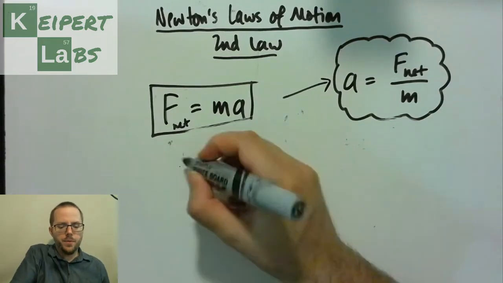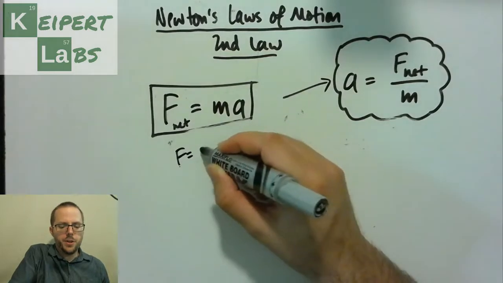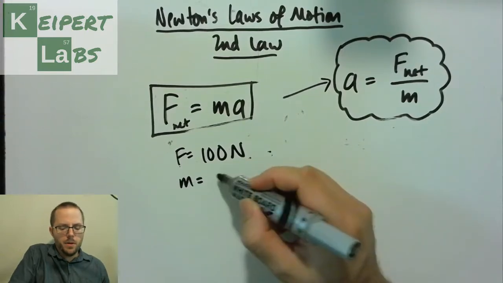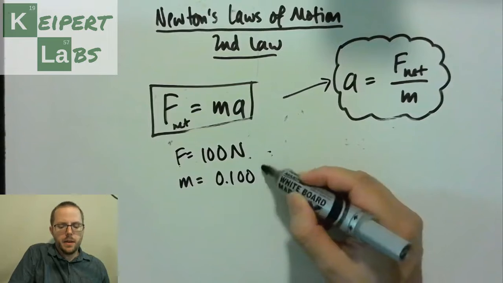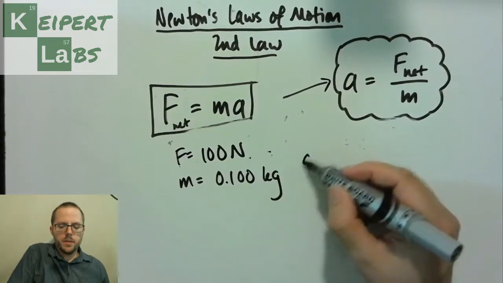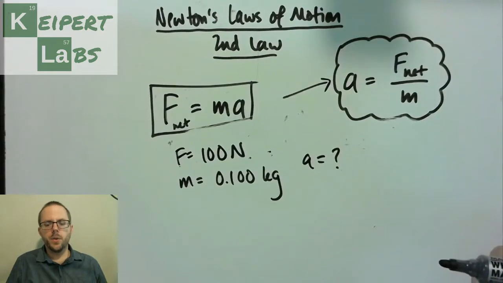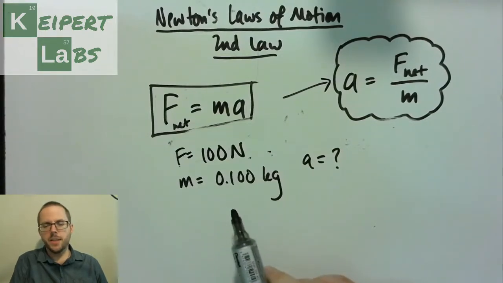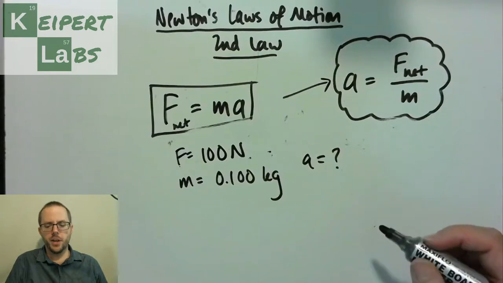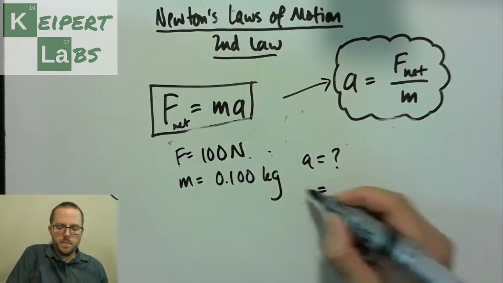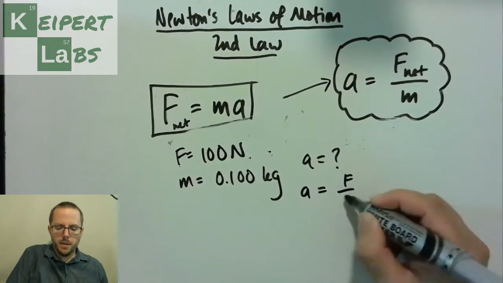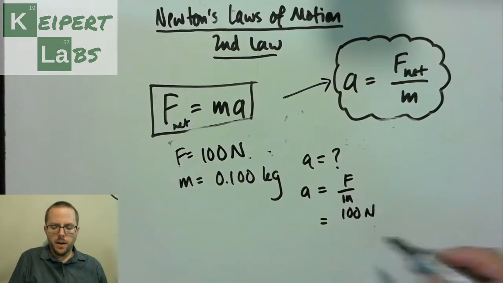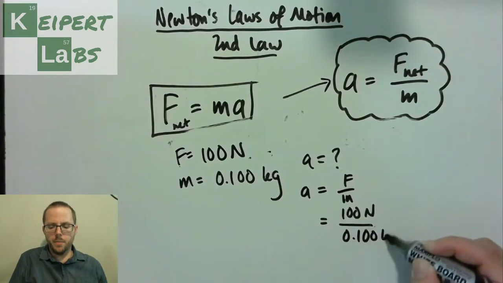So if I've got a force of 100 newtons pushing on a box that has a mass of 0.1 kilograms, and we want to say, well, what's its acceleration going to be? It's going to accelerate because we're putting a force on it, and we just want to work out how much it accelerates. If you were to track that, how much would its velocity be changing? So its acceleration is equal to the force divided by the mass. A force of 100 newtons over a 0.100 kilogram box.